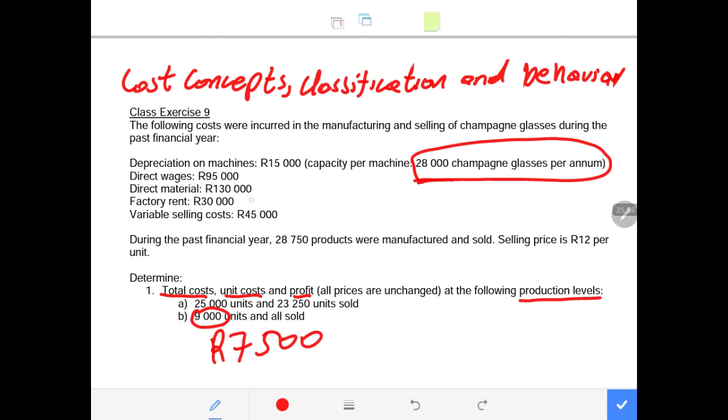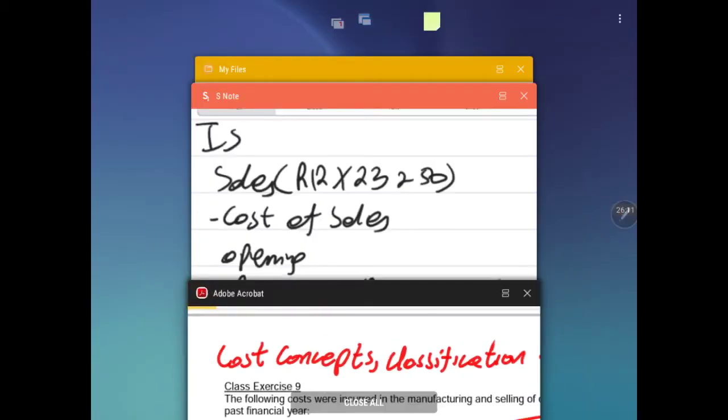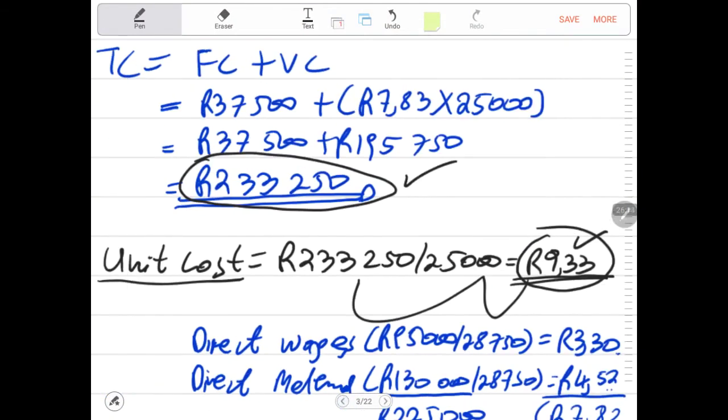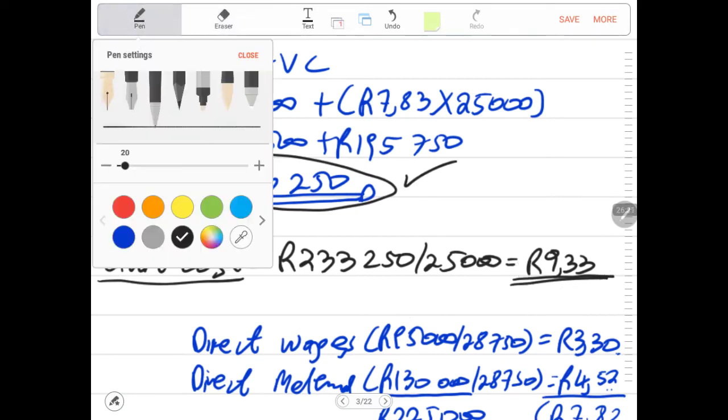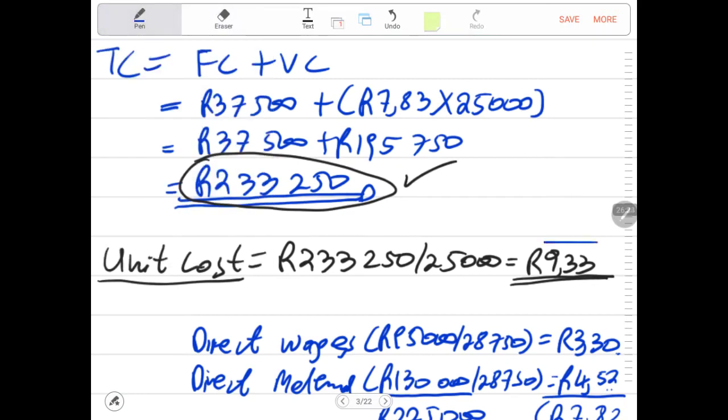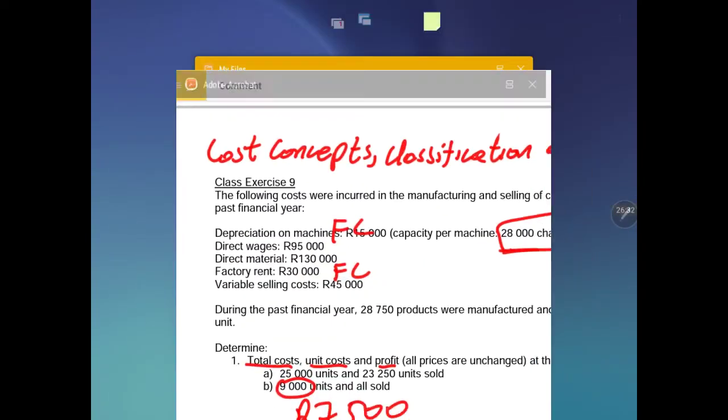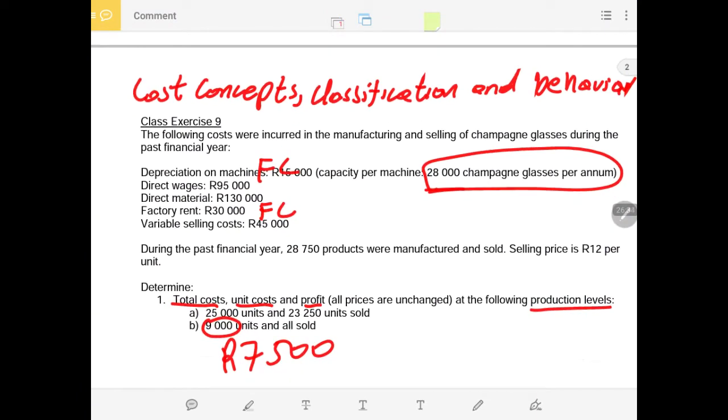Remember, factory rent is also our fixed cost. We have two fixed costs, depreciation and the factory rent. That means our fixed cost will remain unchanged, and our variable cost per unit will also remain unchanged, because we know that variable cost per unit is fixed. That means this variable cost, direct material and direct labor, will remain unchanged per unit, but in total it will change according to the number of units manufactured in that period, which is 9,000 in this case.